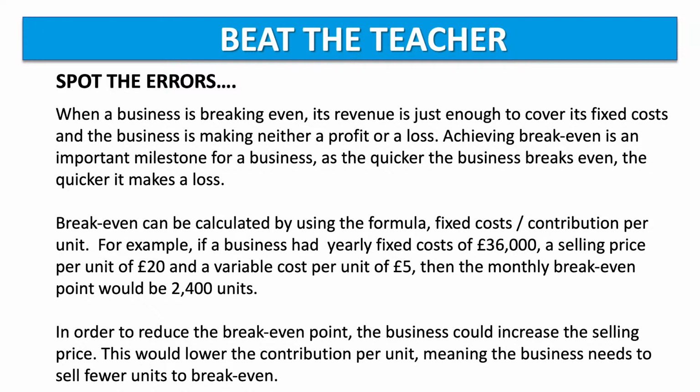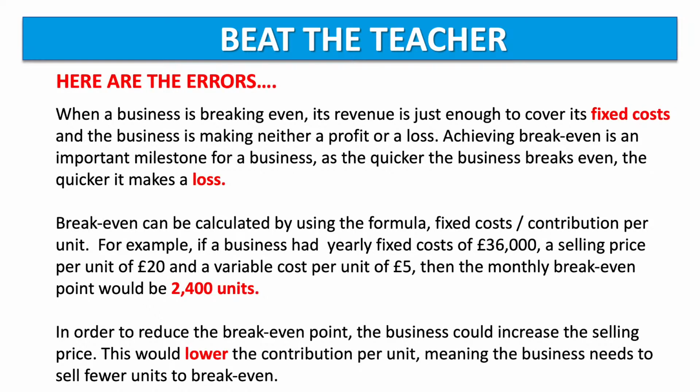What do we think? So Dixie is correct. Actually, fixed costs, it should be total costs. So that is incorrect. Let's have a quick look at the errors, Jim, if we could reveal those, please. So it is indeed fixed costs was an error. It quicker makes a loss. That's an error. That's a mistake. The calculation was incorrect. It wasn't 2,400 units.